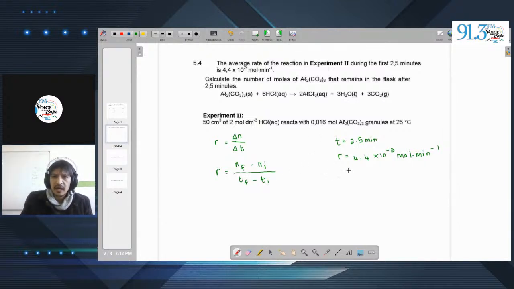Now we have our time. Our initial time, this is our time final. Our initial time when we started this experiment was at 0 minutes. So we can put that in there. That's our initial time. Okay? And we can double check that on the function as well.